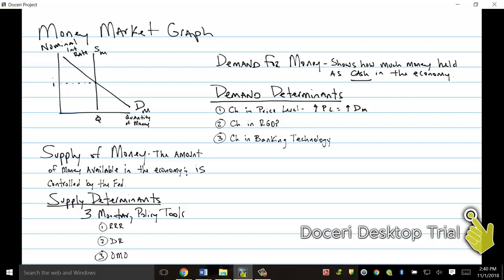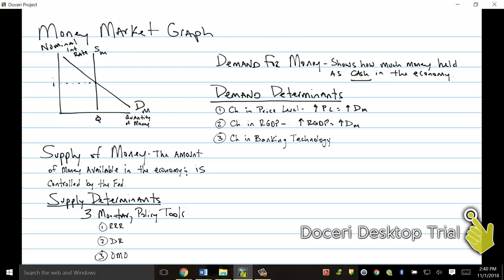Second, a change in GDP. Now we need to remember that changes in GDP really are the same thing as a change in income. So when our GDP changes, we're producing more stuff, our income levels are going up. And naturally what's going to happen when there's an increase in real GDP is we're going to see that people, again, are going to hold more money as cash.